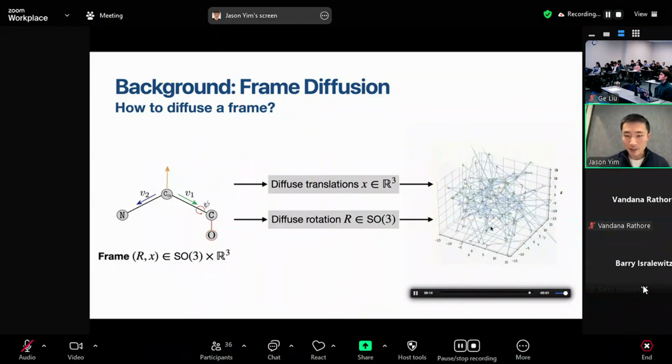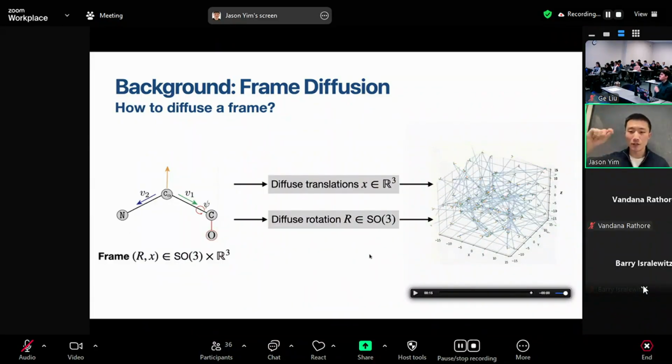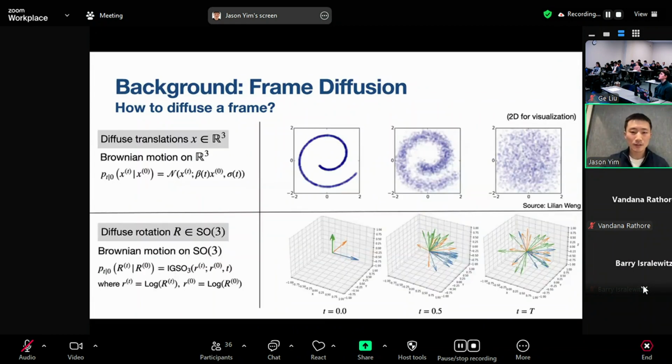I still keep the lines here to show the chain, so that you know which residue is next to each one. Now a little bit of math. In R3, you're just adding Brownian motion, so sampling from a normal distribution. Whereas for rotations, you have to do a little bit of work to apply a normal distribution or a Brownian motion onto SO3. Because SO3 is compact, as in if you rotate 360 degrees you're going to end up at the same place, you have to be careful about the boundary conditions.